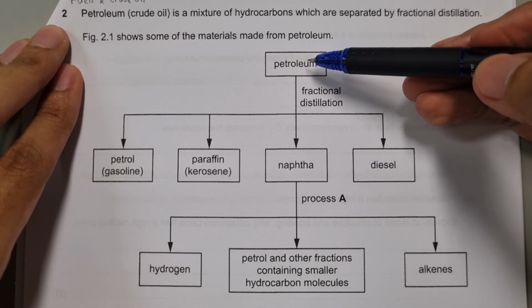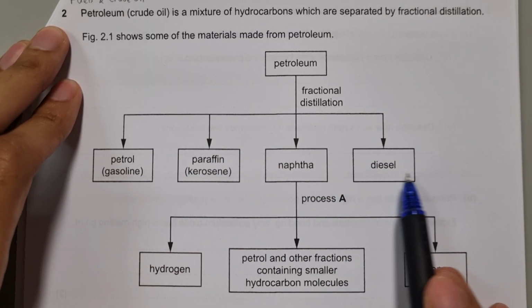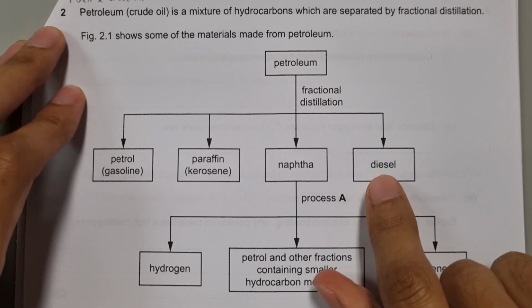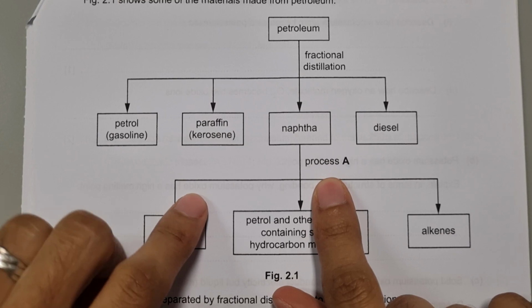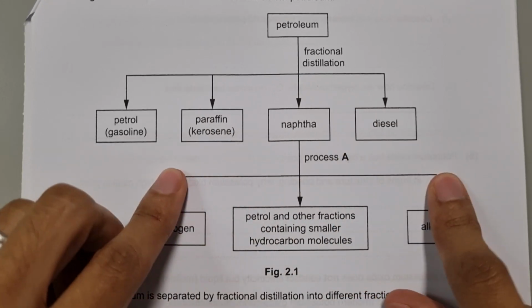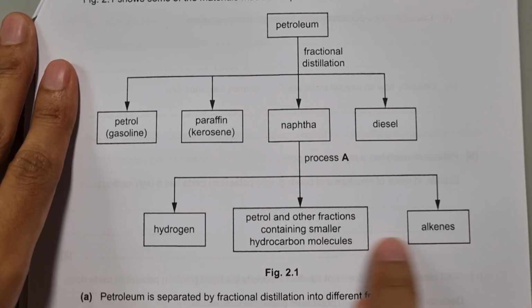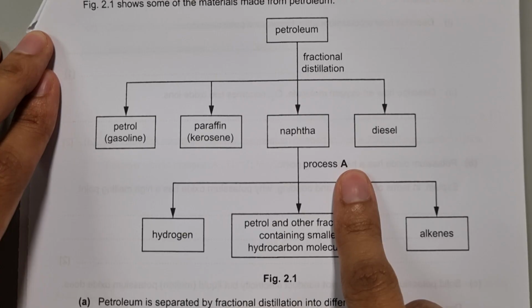So we have petroleum after undergoing fractional distillation. We have these 4 fractions. There are actually 7, but this question only focuses on 4. And process A, when you take a fraction and break it down further to get smaller hydrocarbon molecules, alkenes and hydrogen, I hope you can recognize that this is cracking.